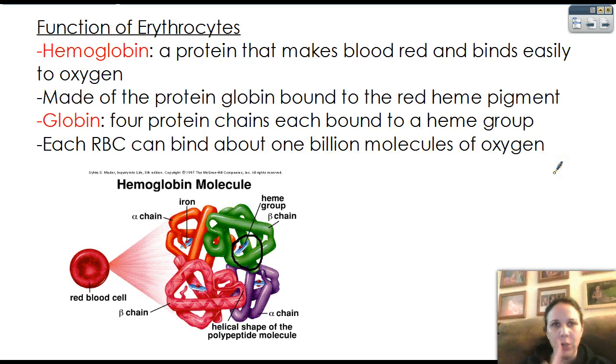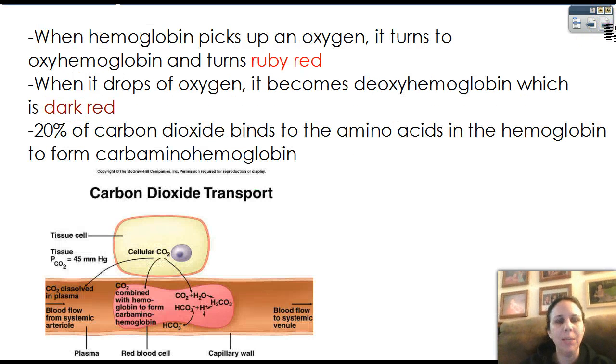So, each one has a really good job. Okay, when hemoglobin picks up oxygen, it turns into oxyhemoglobin and turns this really pretty bright ruby red. When it drops off the oxygen, it becomes deoxyhemoglobin, without oxygen, which is dark red. So thus the 2 colors of blood that we had mentioned.